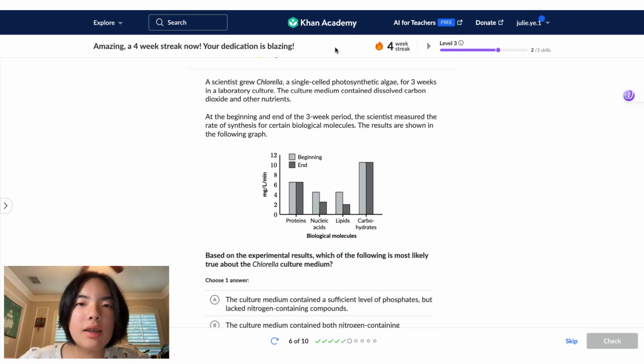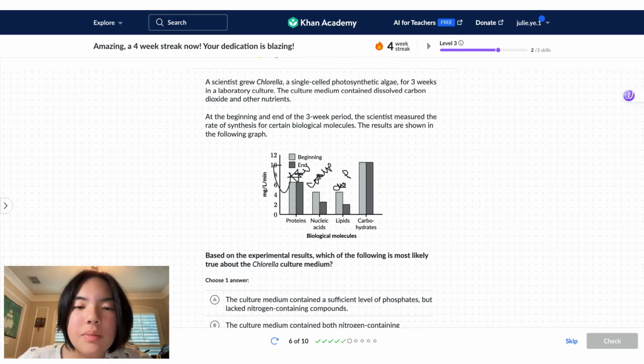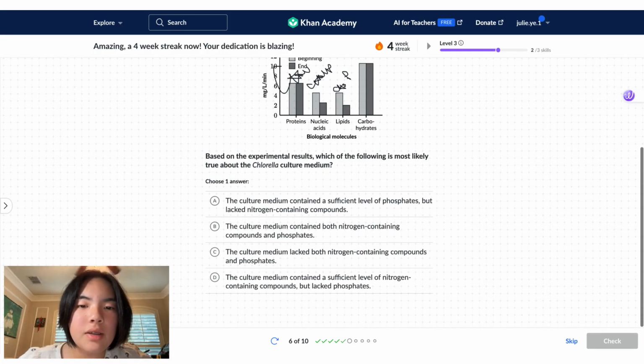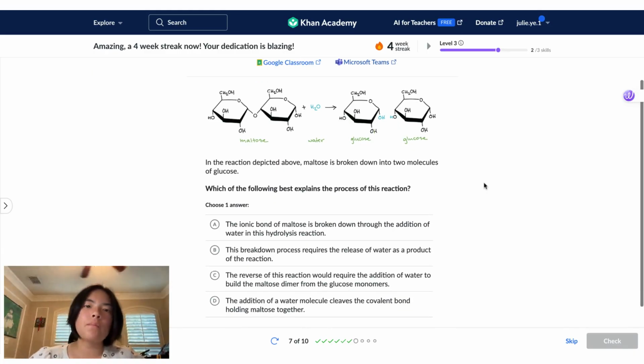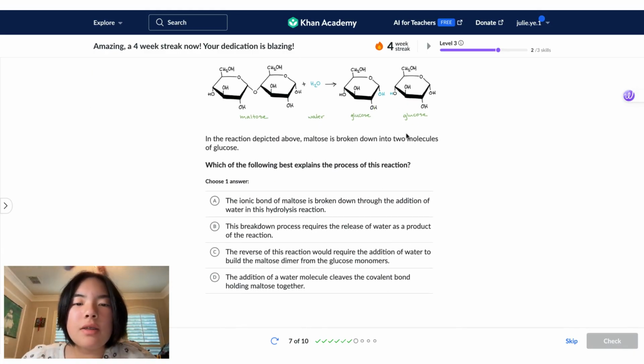Another question like this. Okay, let me write down the element. So it looks like it has some nitrogen containing compounds, but it lacks phosphates. So let's see. Probably had to identify if it's hydrolysis or dehydration synthesis. It looks like it's hydrolysis because water is added in order to break down these two monomers, which are glucose monomers. Okay. Nope.